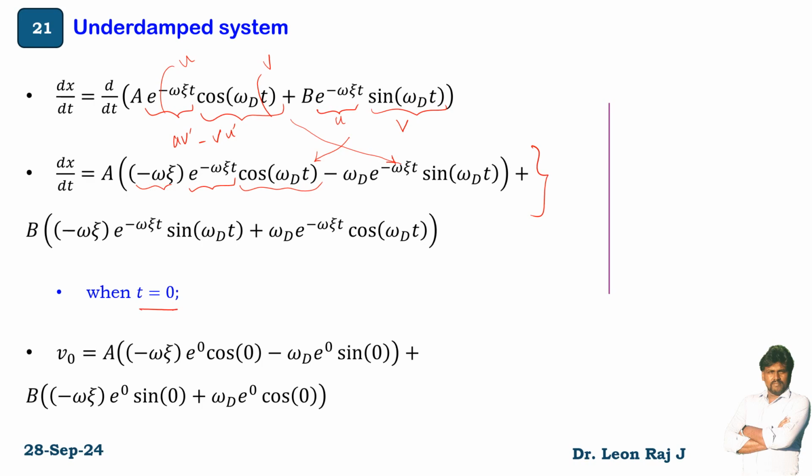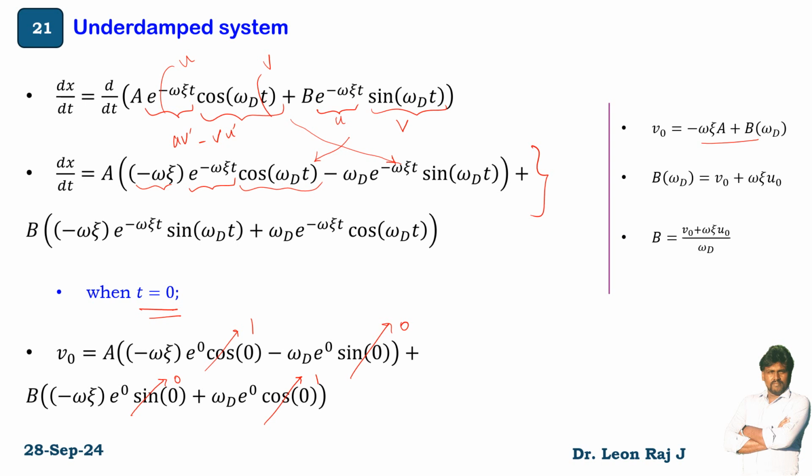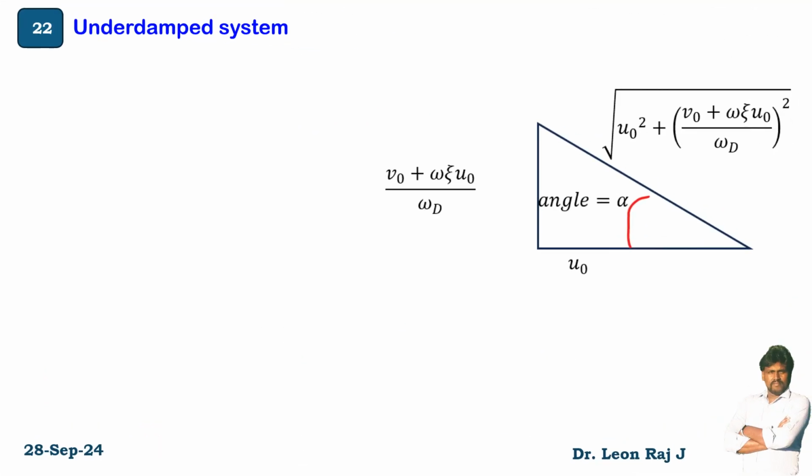When you substitute t equal to 0, this whole term is equal to 1, this whole term is equal to 0, and this whole term is equal to 0, and this whole term equal to 1. So your v0 equals minus omega xi a plus b omega d. So b into omega d equals v0 plus omega xi u0. So your b value equals v0 plus omega xi u0 divided by omega d. So your a and b values were calculated.